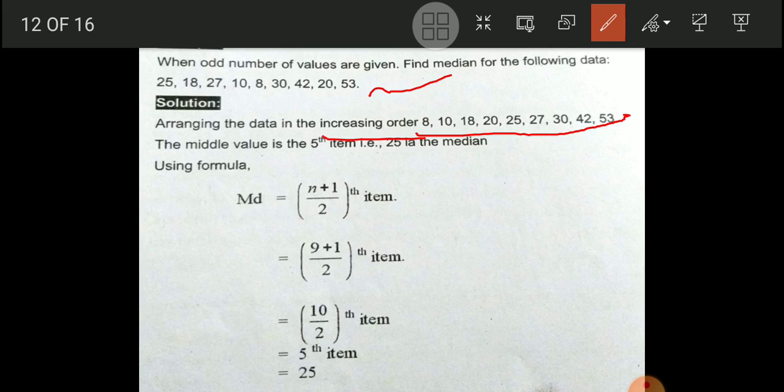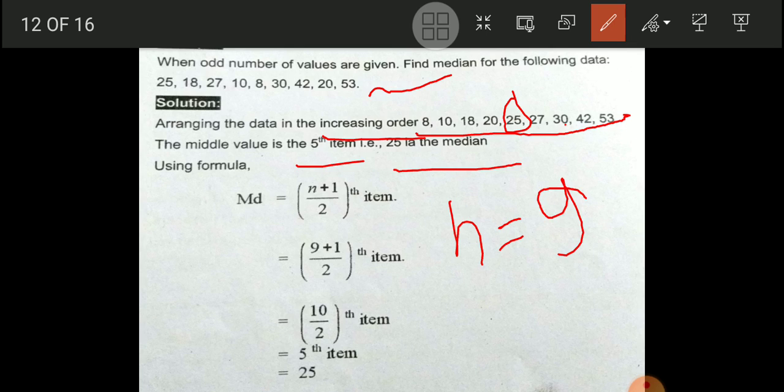Now the middle value is the fifth item: 1, 2, 3, 4, 5. So the middle value is the fifth item, that is 25, which is the median. Now we use the formula. The formula is (n plus 1) divided by 2. How many observations? n is nothing but the number of observations: 1, 2, 3, 4, 5, 6, 7, 8, 9. So n is 9. So 9 plus 1, that is 10, divided by 2, so that is the fifth item.